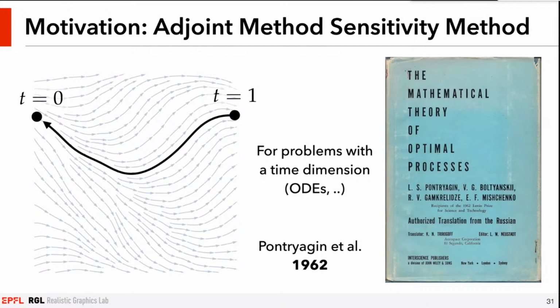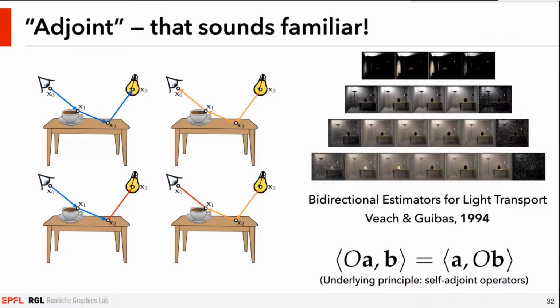But the name adjoint that occurs in the title of this method is a good hint, because there are actually also adjoint methods in the context of rendering, and it turns out that this provides the key idea to make all of this possible.